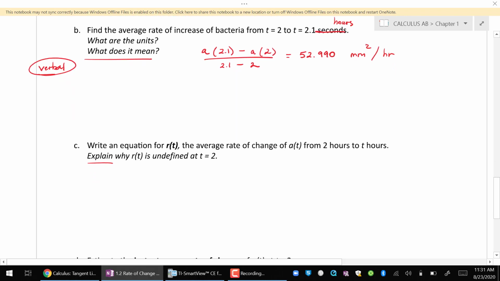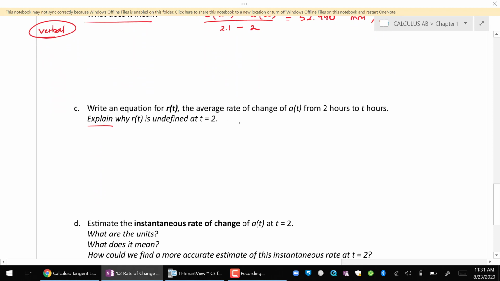Letter C: write an equation for R of t, which is the average rate of change from 2 to t. So average rate is this formula. But from 2 to t, 2 is like my a value, and the t is my b value. So that would be A of t minus A of 2, divided by t minus 2. I'm just sticking a variable in there for the second point. And explain why R is undefined at time 2.